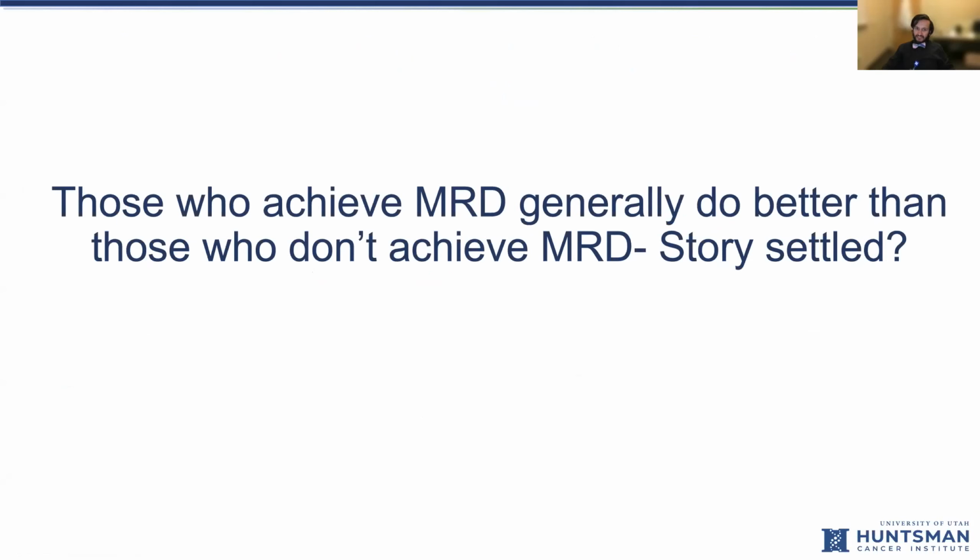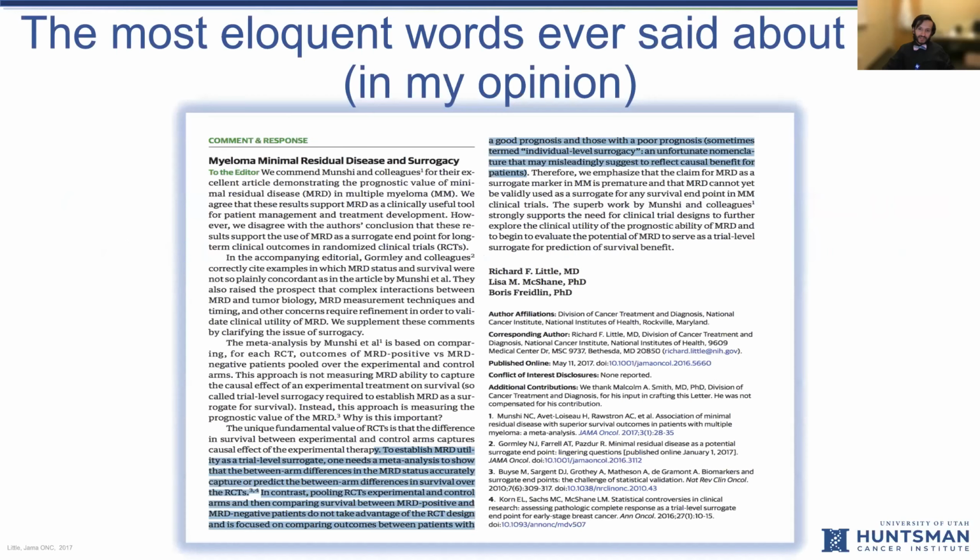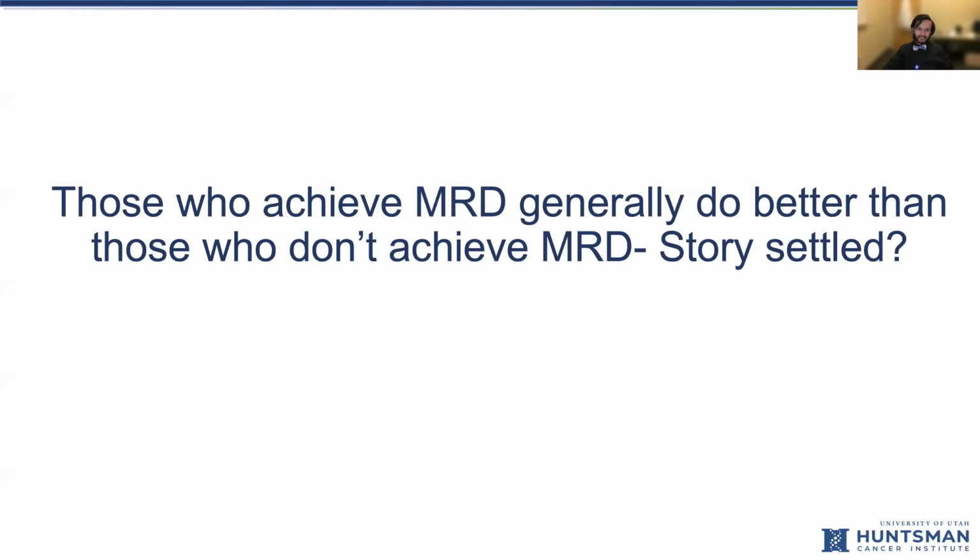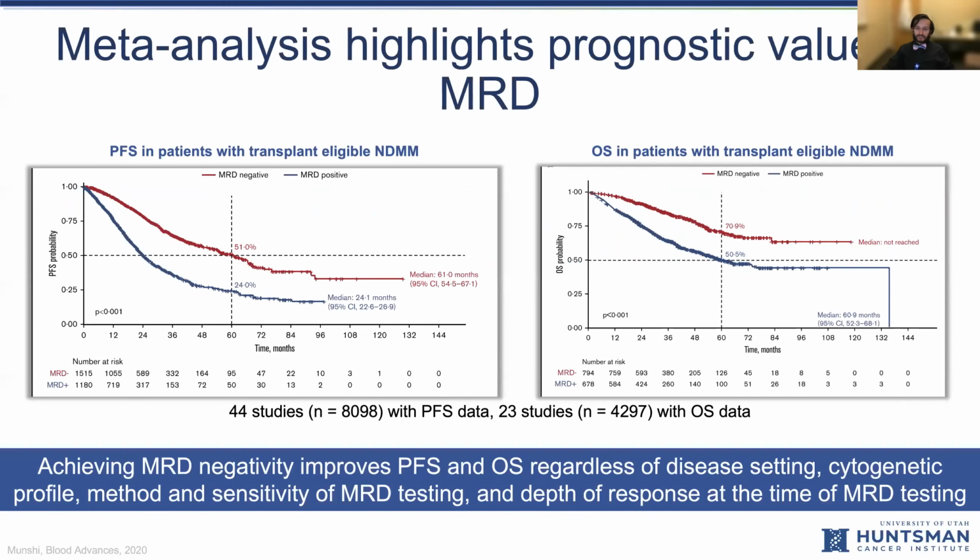So does this settle the story? Those who achieve MRD generally do better than those who don't achieve MRD. Is the story settled? Does this make it an appropriate endpoint? Is this the best surrogate endpoint for overall survival? Should this be the goal of our treatment? It's a little complicated. So, based on this study that I showed you, lots of tall conclusions were drawn, right? That MRD is a surrogate. MRD should now be the goal of our treatment.